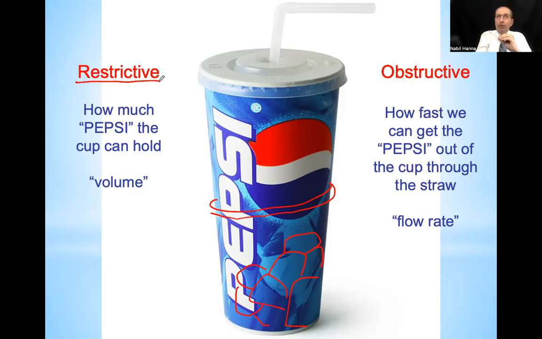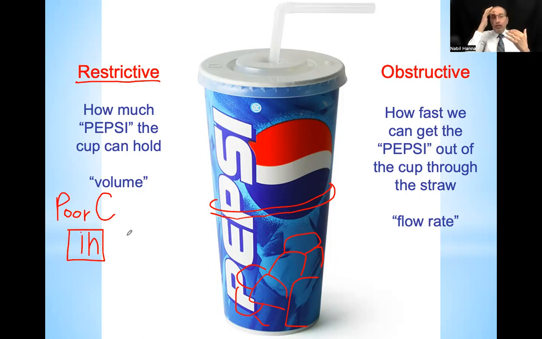Did we talk about that before? Yes. That's poor compliance. So the problem in restrictive lung disease is you cannot get air in. You cannot inhale, or you need to apply a lot of pressure to inhale. Give me an example of a restrictive lung disease, pulmonary fibrosis, and here because of the poor compliance, you inhale with difficulty, you get air in with difficulty.